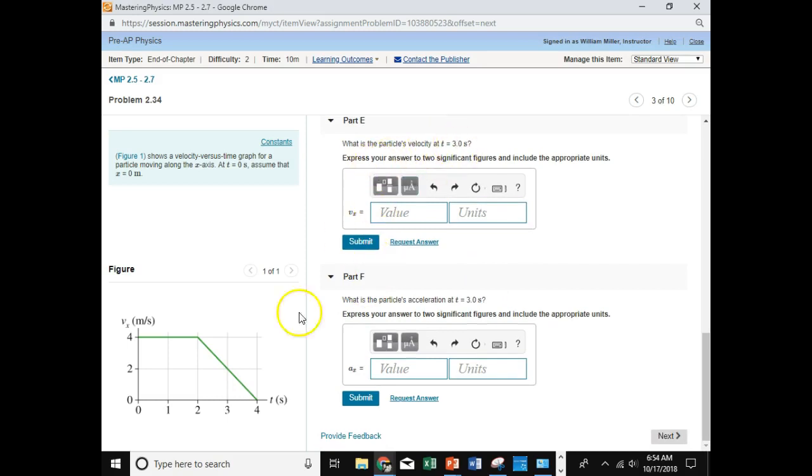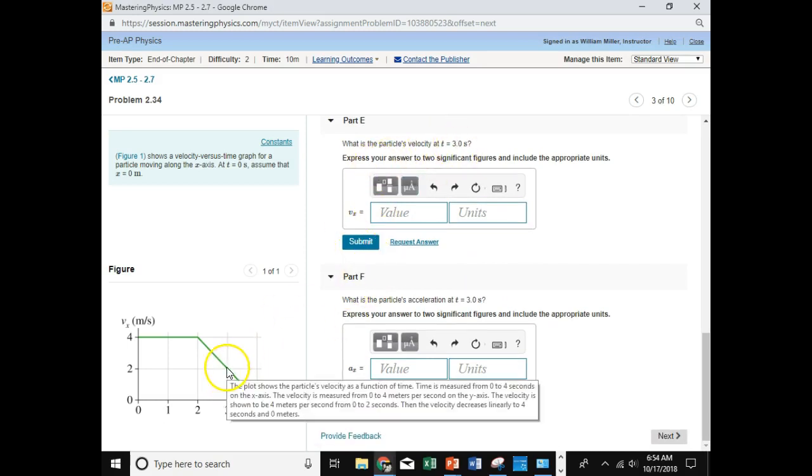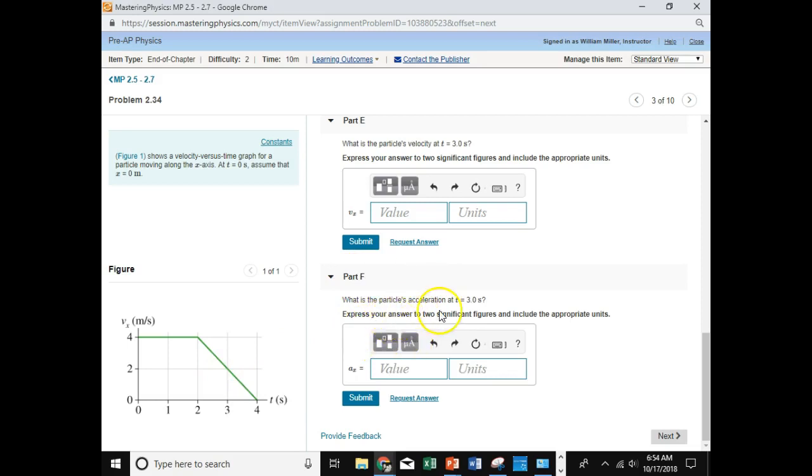What is the particle's velocity at time t equal to 3? Again, that's pretty straightforward. What is the particle's acceleration at time t equal to 3? So again, that goes back to understanding what slope means. Okay, so let's go on to question 4.